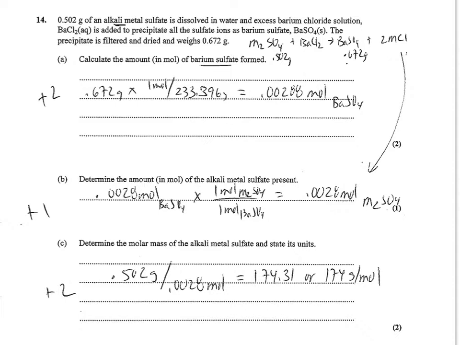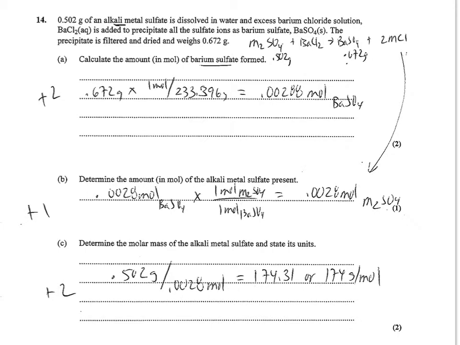And then letter C was actually far easier than a lot of you made it. Determine the molar mass of the alkali metal sulfate and state its units. Well, I know I had 0.502 grams to start with. I know it was 0.00288 moles that I started with. So I just take my mass, divide by the moles, and I get approximately 174 grams per mole as my molar mass.